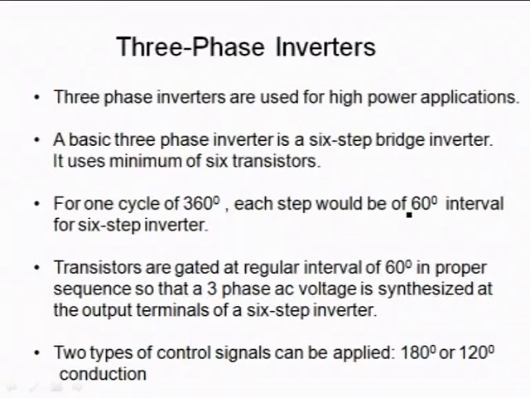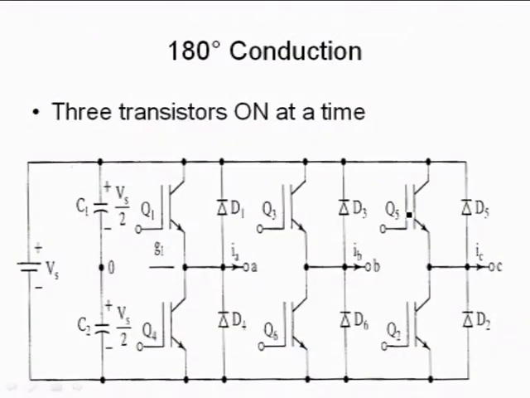Two types of control signals can be employed here, 180 degree or 120 degree, but we study only the 180 degree type of control signals. Let us take up the circuit of a 3-phase bridge inverter. We are using 3 legs or 3 arms, 1, 2, 3, for 3 phases: phase A, phase B and phase C. In each leg we will be using 2 transistors or 2 IGBTs: Q1, Q4, Q3, Q6, Q5, Q2.